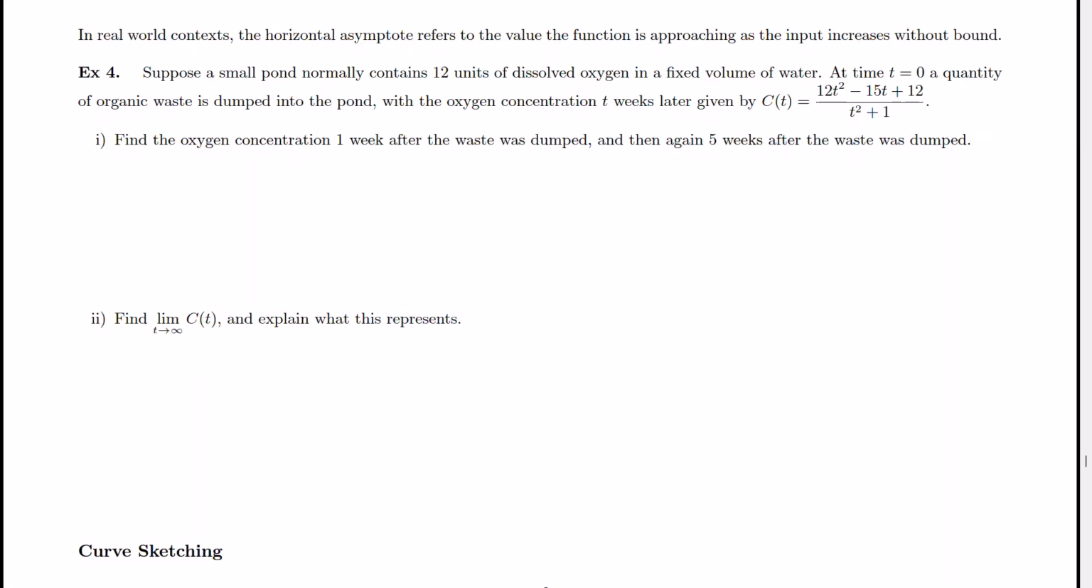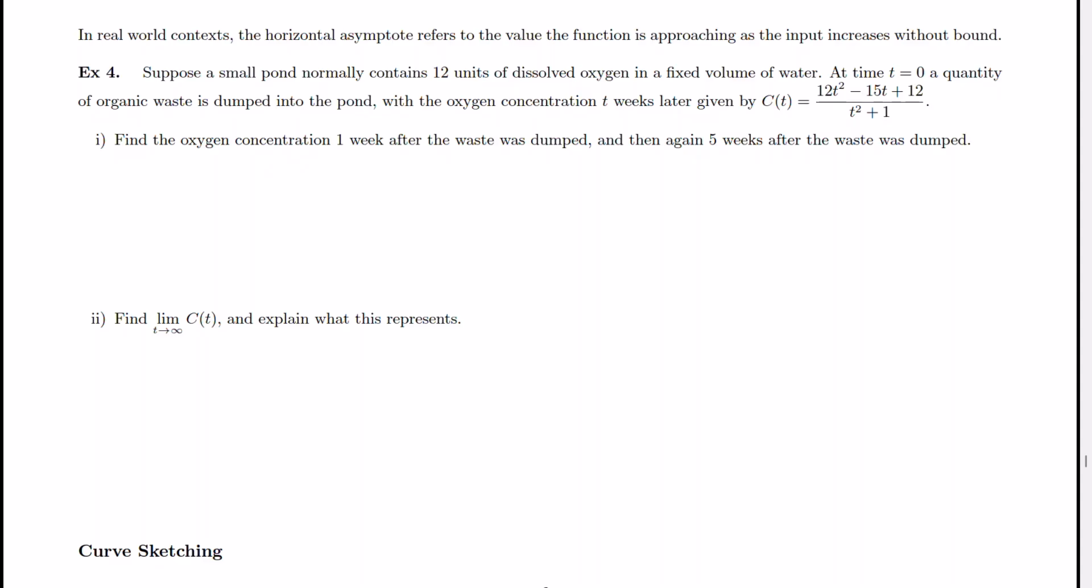So in real-world context, the horizontal asymptote refers to the value that the function is approaching as the input increases without bound. So let's look at example number 4, where we have a small pond that contains 12 units of dissolved oxygen in a fixed volume of water. At time equal to 0, a quantity of organic waste is dumped into the pond, with the oxygen concentration t weeks later given by this formula: C of t equals 12t squared minus 15t plus 12, all divided by t squared plus 1.